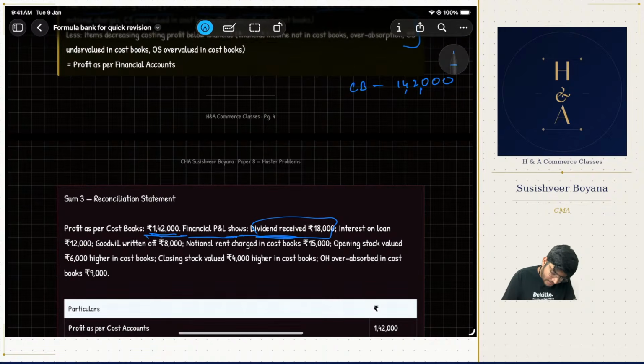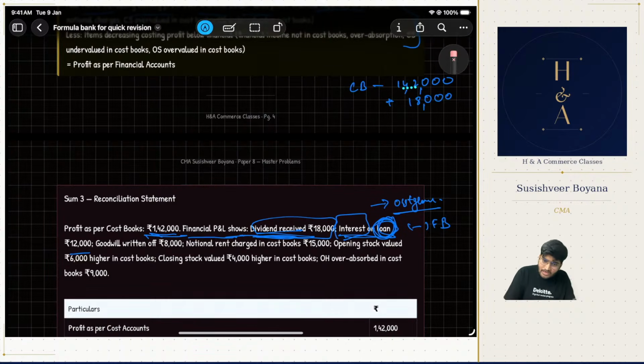Financial shows a dividend received. Received means income. That means financial profit has already increased. Now I should increase my costing, plus 18,000. Interest on loan. Loan is a liability. That means interest is going to be an outflow. Outflow is an expense. That means I've reduced in the financial books. Sorry, I've already reduced over there. From costing book, if I have to match the financial profit, I'm going to reduce in the costing profit.